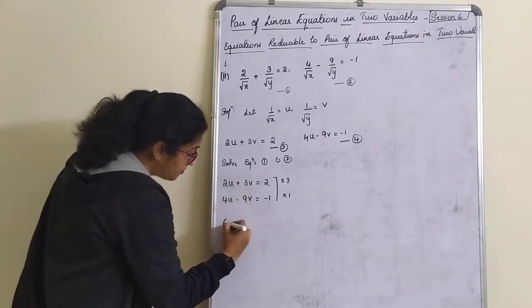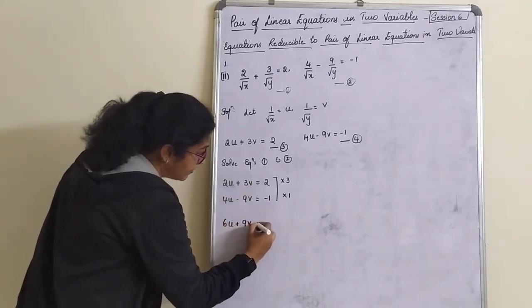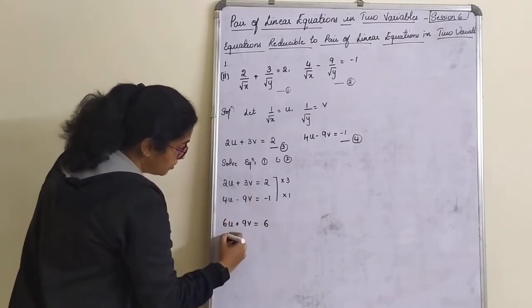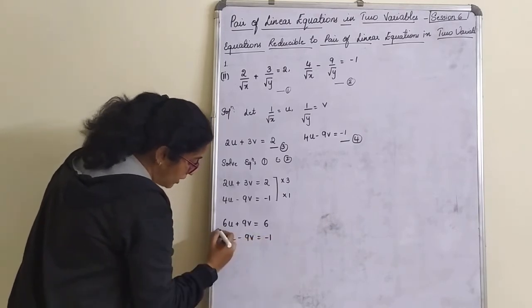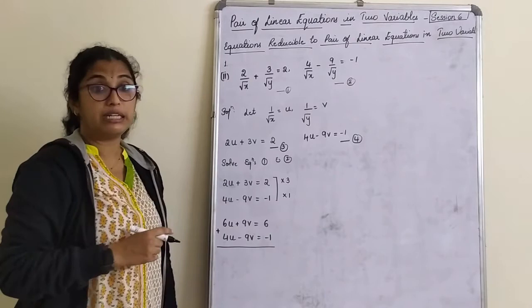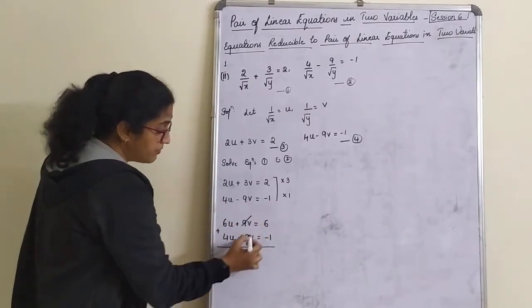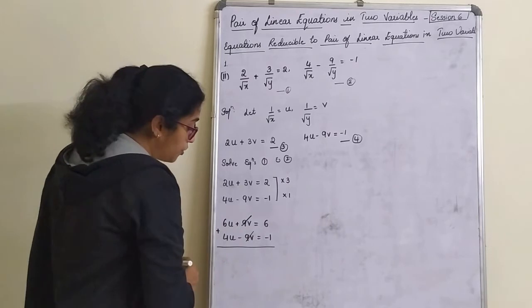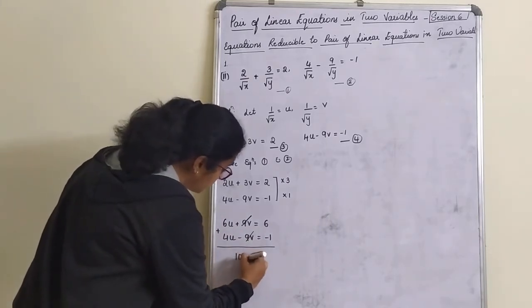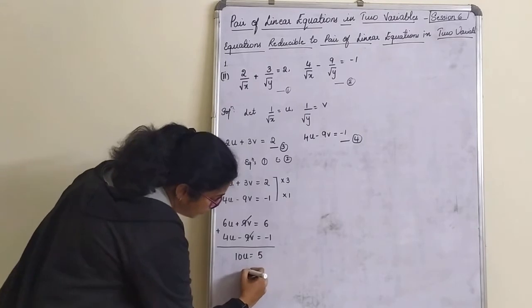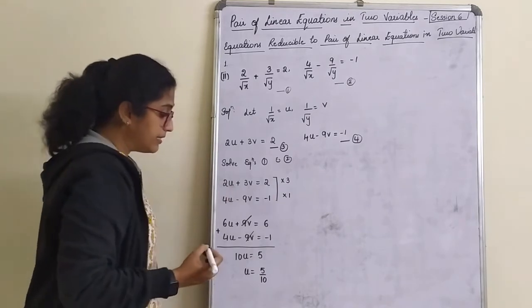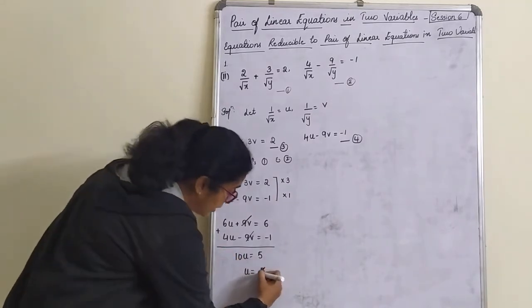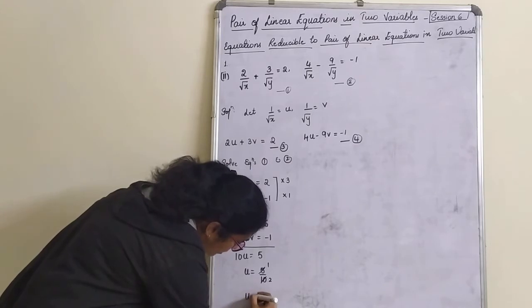So 3 2s are 6u plus 9v is equal to 3 2s are 6. The other stays the same, 4u minus 9v is equal to minus 1. You are going to add the equations because we already have opposite signs. Plus 9v minus 9v cancels, 6 plus 4, 10u, 6 minus 1, 5. Therefore, u is equal to 5 by 10. Don't write 5 by 10 as it is; divide by 5. 5 1s are 5, 5 2s are 10. u is equal to 1 by 2.